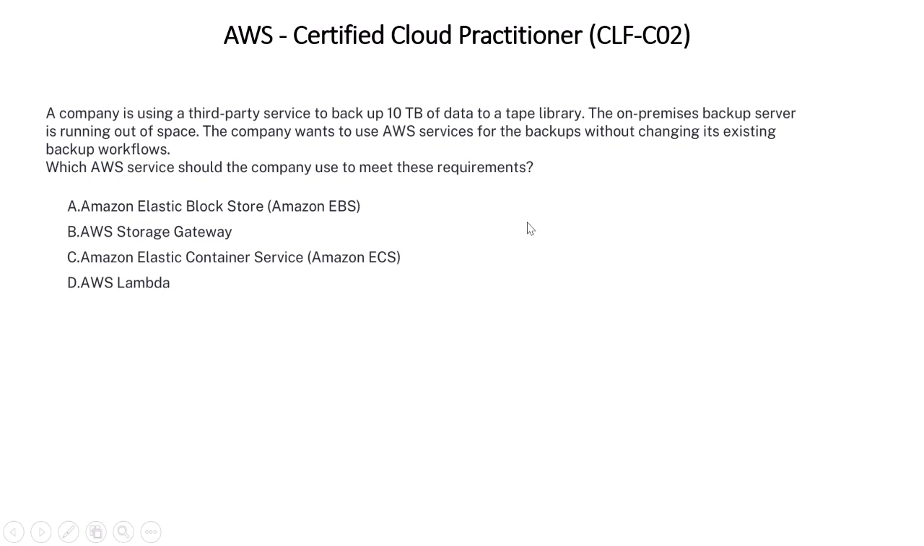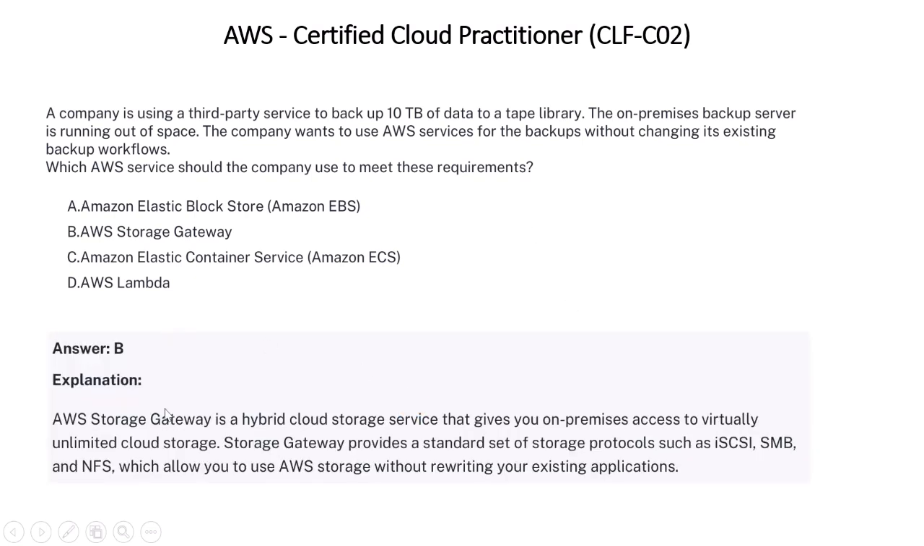The options are option A, Amazon Elastic Block Store, option B, AWS Storage Gateway, option C, Amazon Elastic Container Service, option D, AWS Lambda. The correct answer is option B, AWS Storage Gateway. AWS Storage Gateway is a hybrid cloud storage service that gives you on-premises access to virtually unlimited cloud storage. Storage Gateway provides a standard set of storage protocols such as SMB and NFS, which allow you to use AWS storage without rewriting your existing applications.